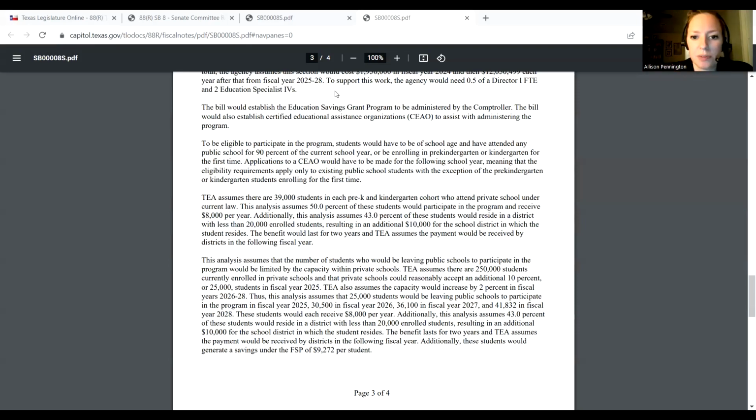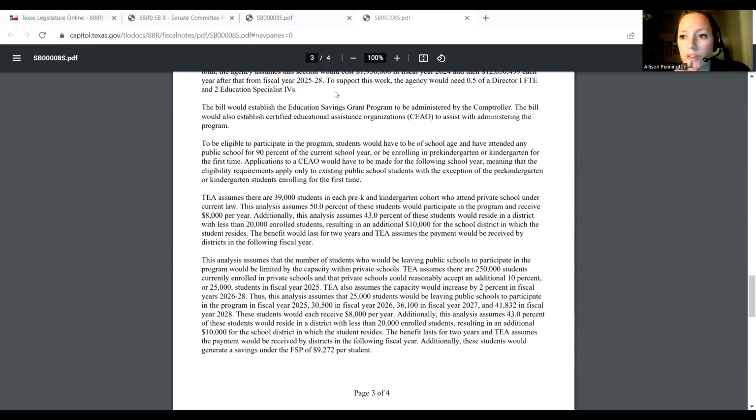So the assumption here is that private schools are going to accept an additional 10% of students over their current enrollment, so that they would get additional students coming in using education savings accounts. And then the assumption is that that capacity would increase a little bit every year, so private schools would be able to gradually grow a little bit bigger and a little bit bigger so they can accept more of these students. So the estimate is that there would be 25,000 students who would leave public schools and enter a private school in 2025. And then that number grows each year, right? 30,500 to 36,000 to 41,000.